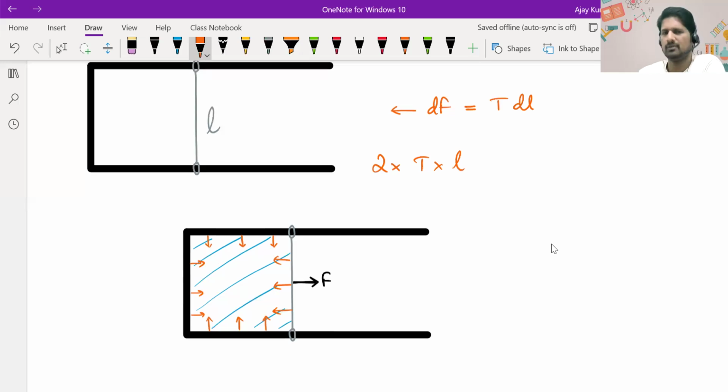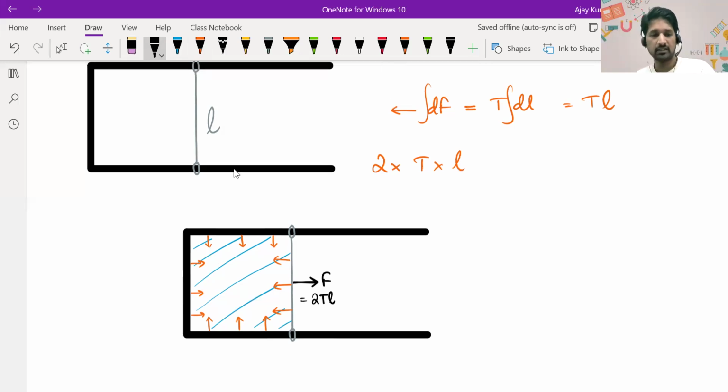Integral dl will become L because it's a straight length. You can integrate the forces directly. But there are two surfaces, no? So 2TL will be the force. So if you want to keep that wire in equilibrium, you will have to apply a force of 2TL in the opposite direction. And any force just slightly greater than this can slide the wire in the opposite direction.